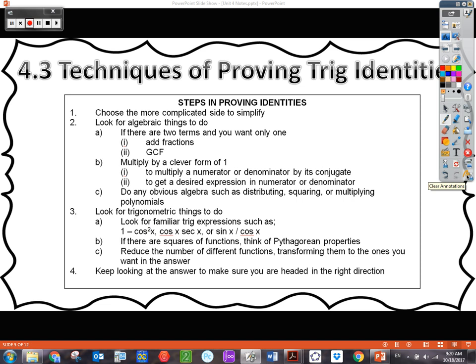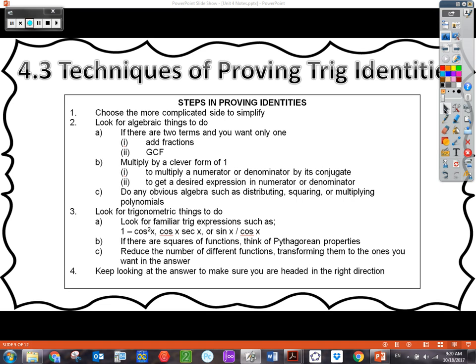So are there questions in general about these steps? Any general questions before we start the problems? Okay, let's go to the next slide. I have a few examples.